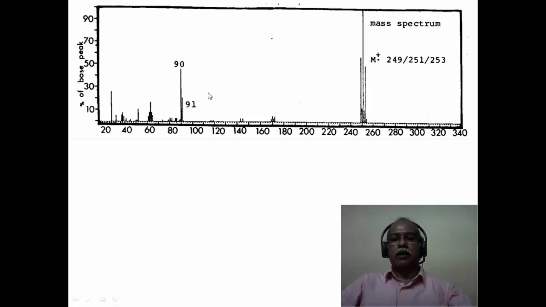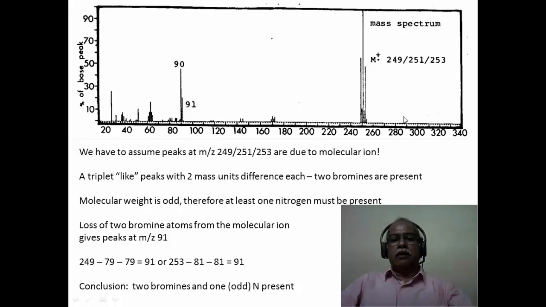This is a mass spectrum of this compound. The one that you need to immediately identify is this particular pattern, which is a triplet pattern with a two mass unit difference: 249, 251 and 253. And this should immediately tell you that there are 2 bromine atoms present in this molecule. Only the presence of 2 bromine atoms will give you a 1:2:1 triplet of this type in the molecular ion region.